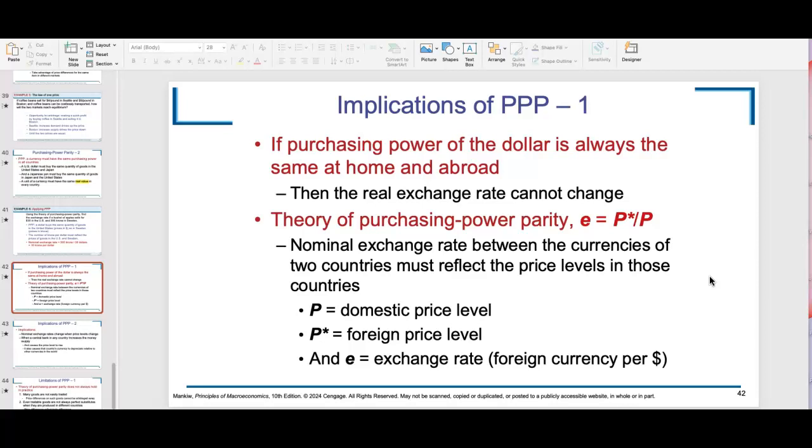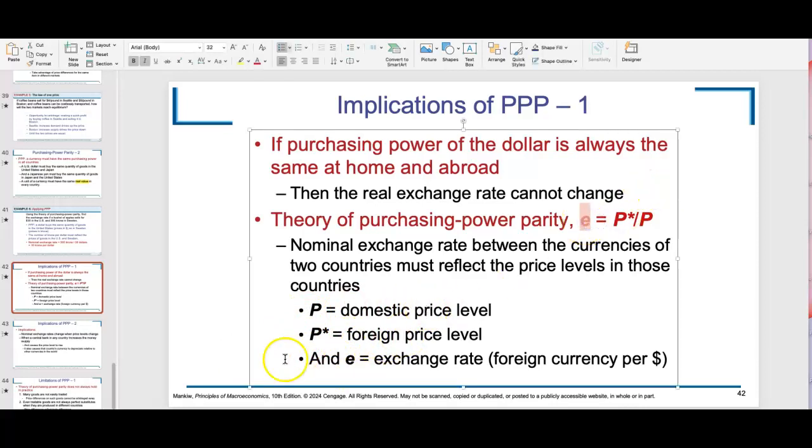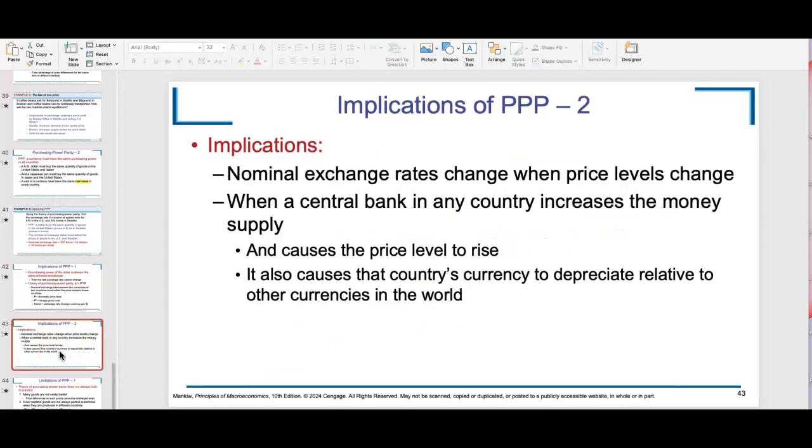That is not always true, but that is the implication of the PPP theory: the domestic price level will always move in the same direction as the foreign price level, so that the nominal exchange rate never changes, right? The other implication is that the nominal exchange rate would change when the price levels change.